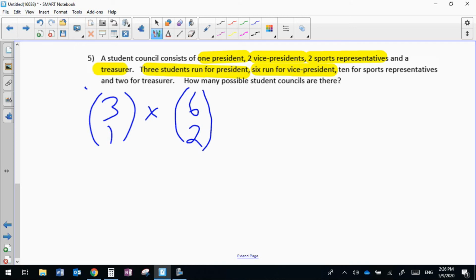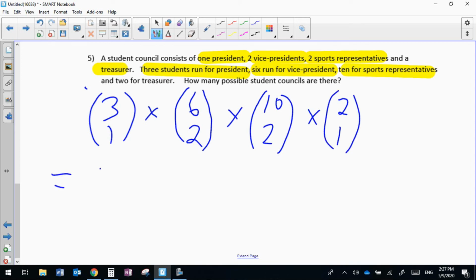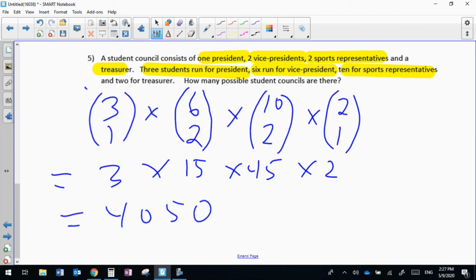And when I multiply them together, I get all the possibilities for my presidents and vice presidents. Because for each of the 3 possible presidents I could have, there are all of these possible vice presidents to go with them. We also have 10 running for sports reps, and there are 2 sports reps, so we multiply that by all the possible sports representative groups we could have. And then 2 for treasurer, so we have 2 possibilities for treasurer, or 2 choose 1. This gives us 3 times 15 times 45 times 2, or 4,050 possible different student councils.